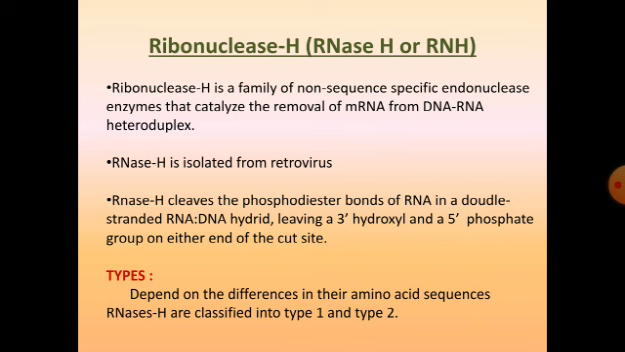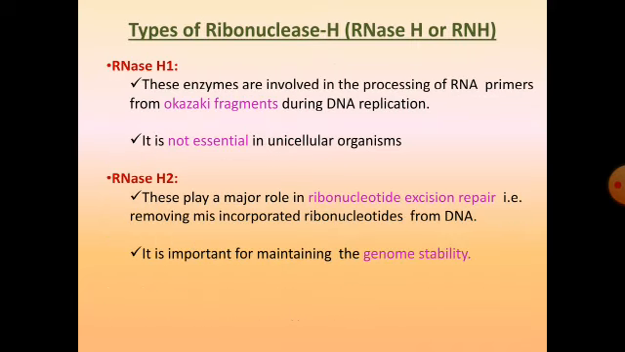The types depend on the differences in their amino acid sequences. RNases H are classified into type 1 and type 2. RNase H1, that is type 1, is involved in the processing of RNA primers from Okazaki fragments during DNA replication, and it is not essential in unicellular organisms. Then type 2, RNase H2, plays a major role in ribonucleotide excision repair, that is removing misincorporated ribonucleotides from DNA. It is important for maintaining genome stability.